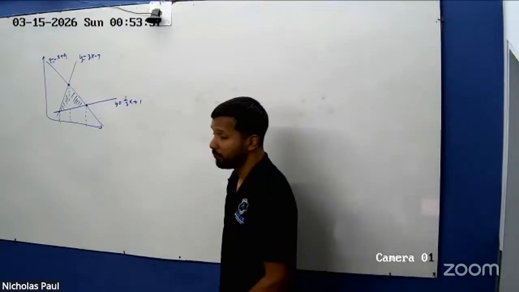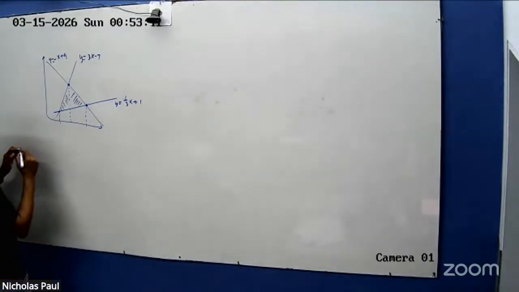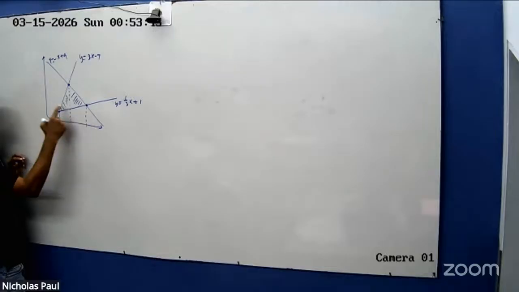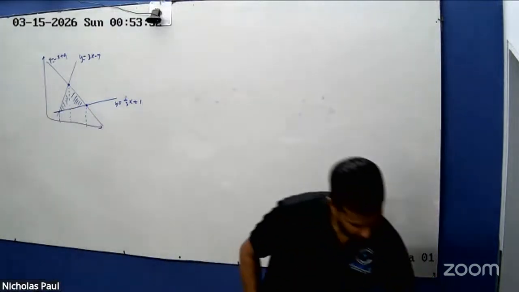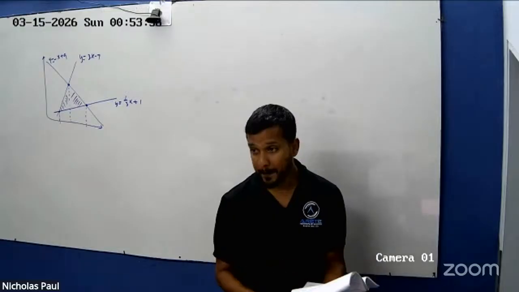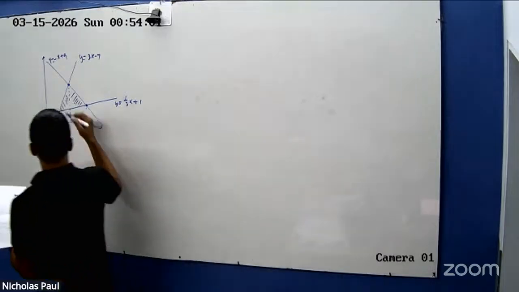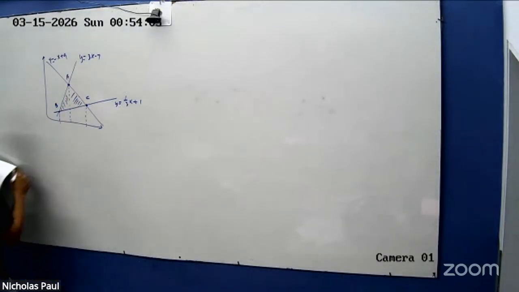You're done? Solve it fast. You all remember the labeling A, B, C? Here is A, here is B, and here is C.